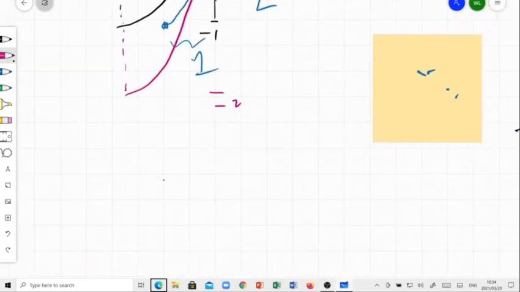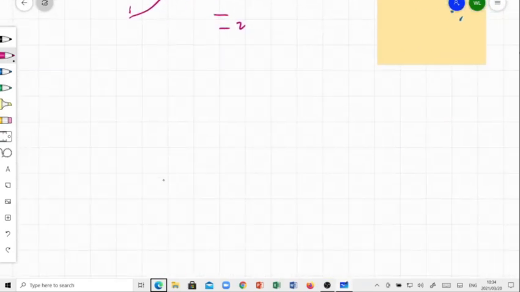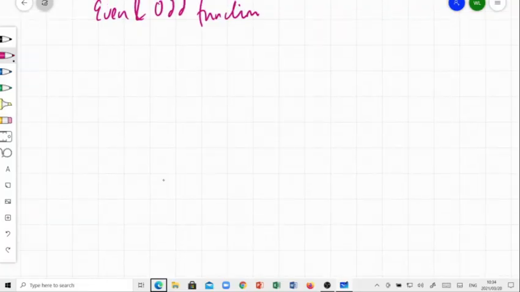Okay, right. Finally, we now look at the idea of what are called even and odd functions, because these things happen very frequently in mathematics. So let's look at even and odd functions.